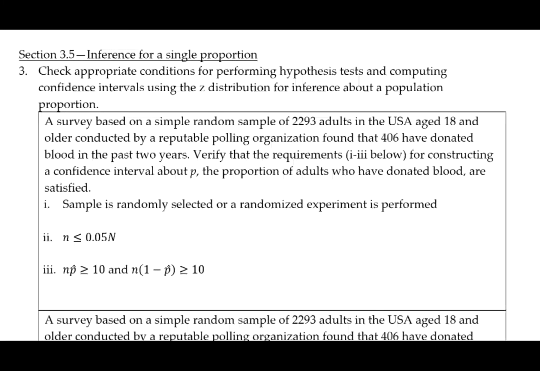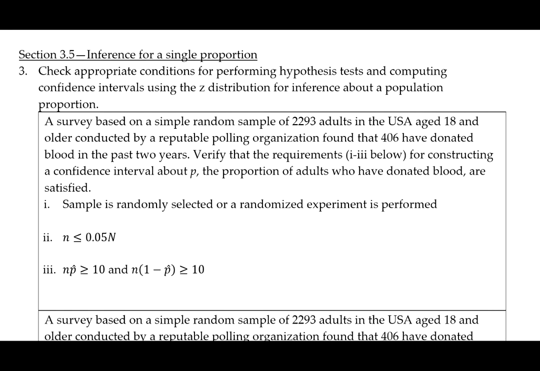Here are the requirements for computing a confidence interval for the population proportion. First, we need random data. So either the sample needs to be randomly selected or a randomized experiment needs to be performed. We need independence in our sample, which we can check by verifying that the sample size is less than or equal to 5% of the population size.